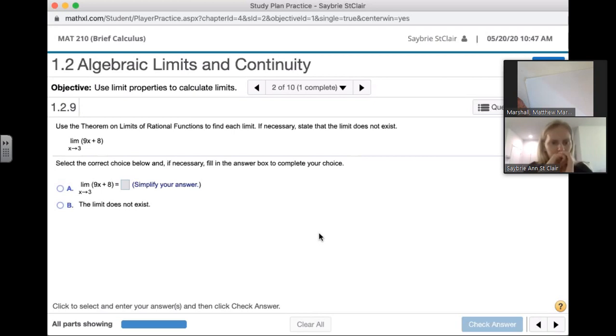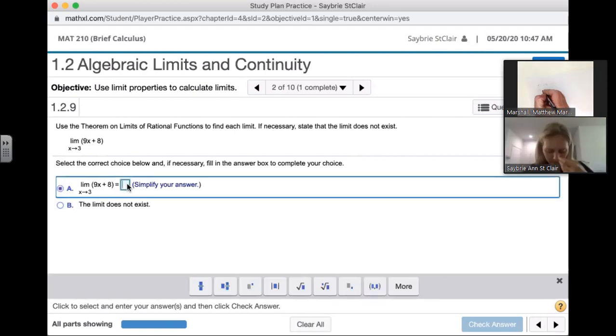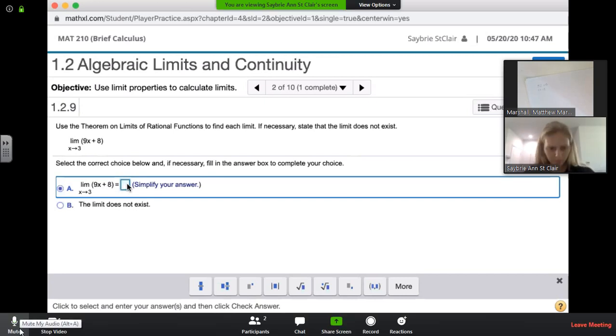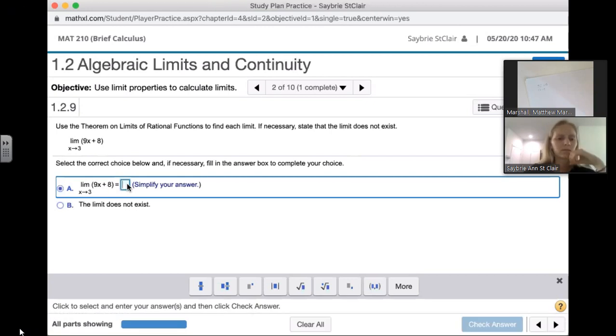So as you plug in the 3 for x, 9 times 3 plus 8, 27 plus 8, what's 27 plus 8? 35. So that one's pretty easy. I mean, just plugging in 3 and seeing 9 times 3, 27 plus 8. So yes, 35, just plugging it in for that one.